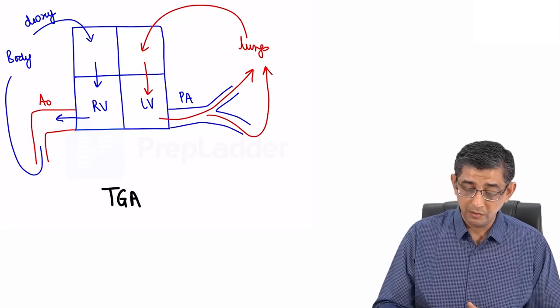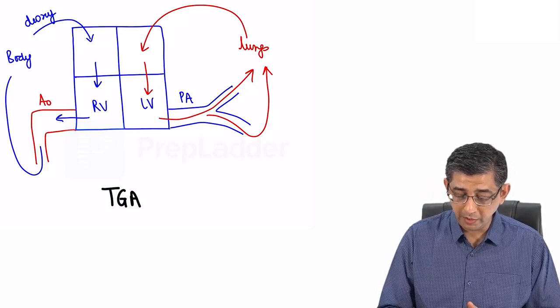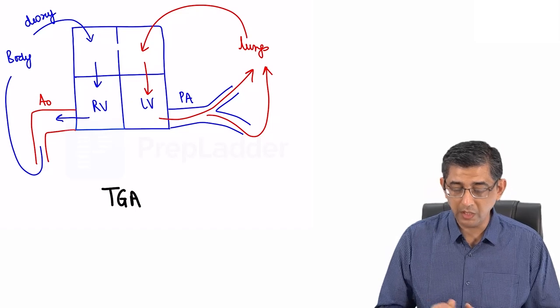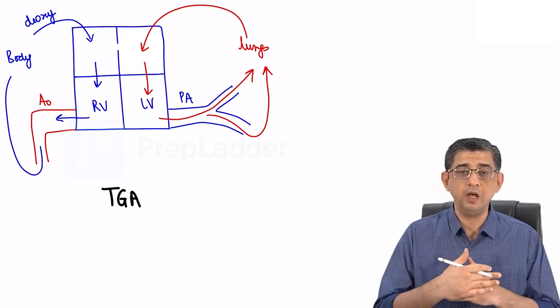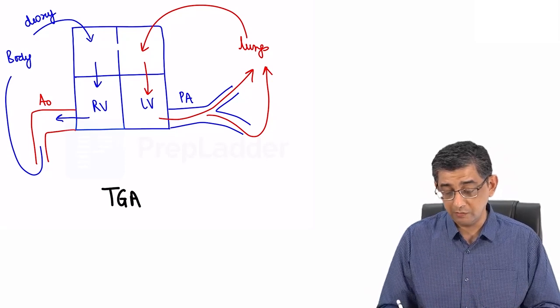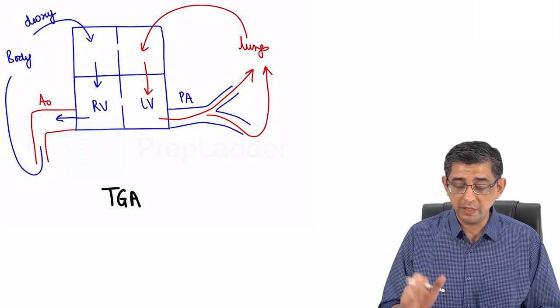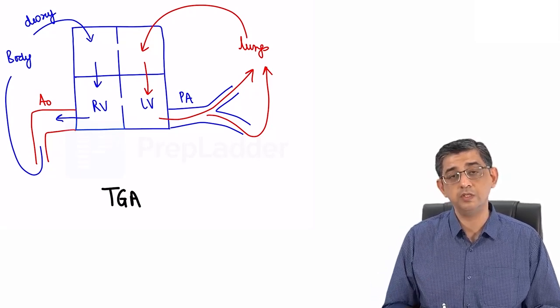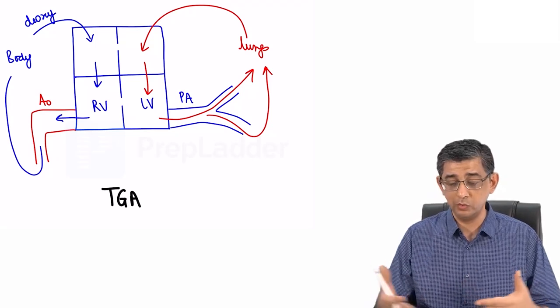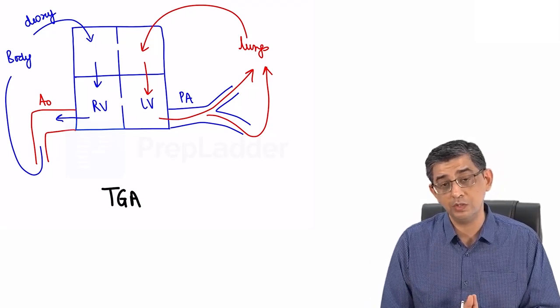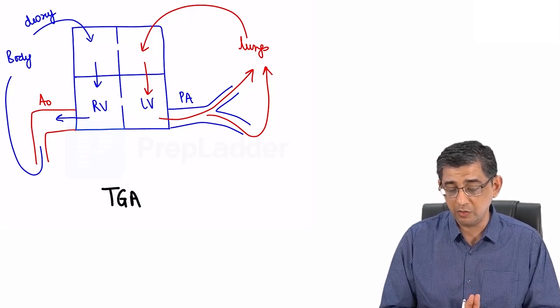Well, sometimes God might be kind to this child and may give him an ASD. This ASD will allow mixing. Sometimes God will be more kind and will even give him a VSD. Imagine a child with TGA, having ASD also, VSD also. This will cause mixing of the two circulations. Mixing will explain the saturation component that will become positive on day 0.